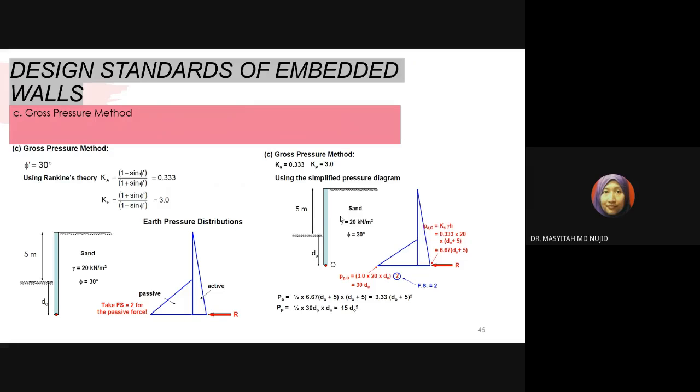Last but not least, we use the standard method of gross pressure. The gross pressure method uses the simplified pressure diagram where the force and the moment are taken at the top of the wall, considering a factor of safety of 2. So the safety factor of 2 is substituted in the passive pressure diagram. Look at the pressure diagram here: 3 times 2, where 3 is the passive coefficient, times 2 times G naught, divided by 2, where 2 is the factor of safety.